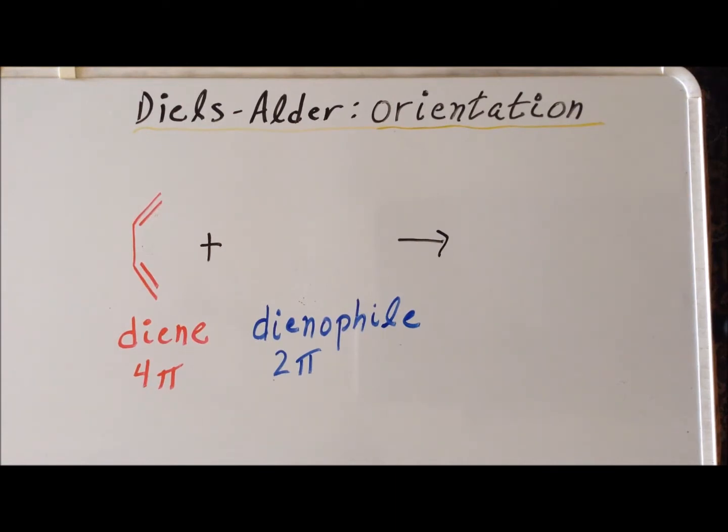Hello. In this video, we are going to again discuss the Diels-Alder reaction. Specifically, we are interested in the orientation of the dienophile. We already know that the diene is required to have the S-cis conformation. But what about the dienophile?